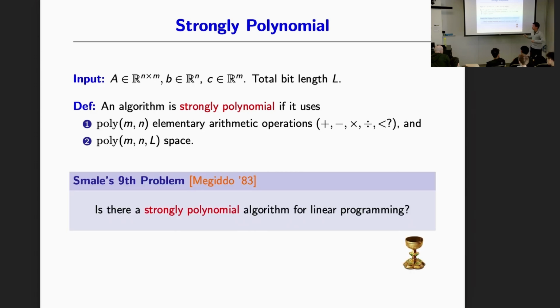Okay. So one of the outstanding open problems in the theory of optimization is whether there exists a strongly polynomial algorithm for linear programming. This was first posed by Megiddo back in the 80s and was later popularized by Stephen Smale, an applied mathematician who compiled a list of around 20 problems for math this century. And it's the 9th problem on the list.